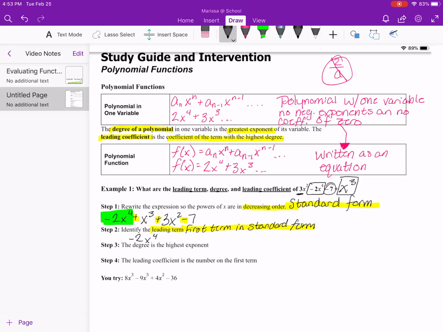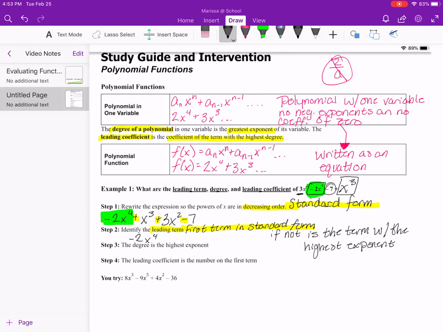Your leading term, if it's not in standard form, is the term with the highest exponent. So if I hadn't changed anything, my leading term would be this, because I know this should be what is in front when I use standard form. So if I hadn't changed it, I still know that my leading term should be whatever has the highest exponent.